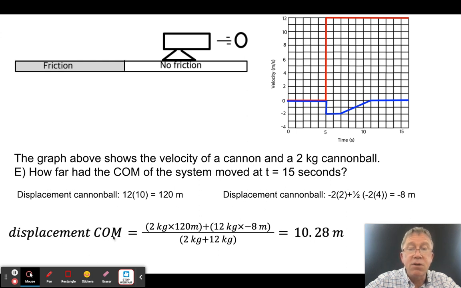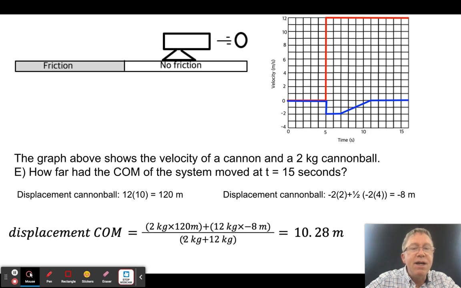So in my center of mass equation, I'm going to say center of mass is equal to 2 kilograms times 120 meters for the cannonball. Now for the cannon, what do we have? Well, we know it's 12 kilograms. Now, what is its net displacement? Well, what I say here is I have -2 times 2. That gives me this. And I'm going to take half of this. So half of -2 times 4. So I get a total of -8.